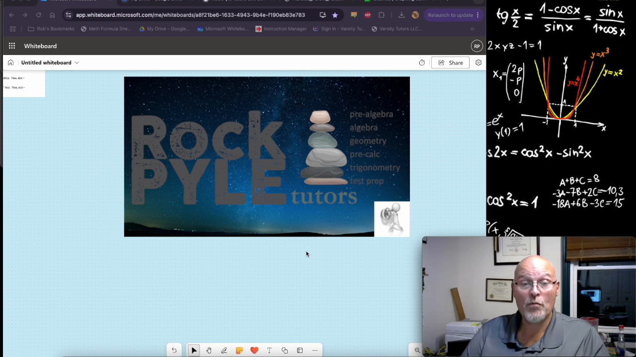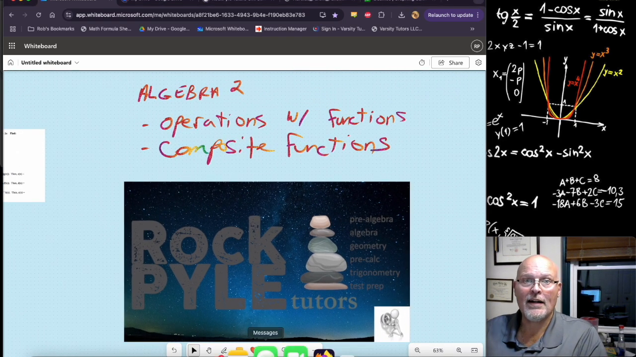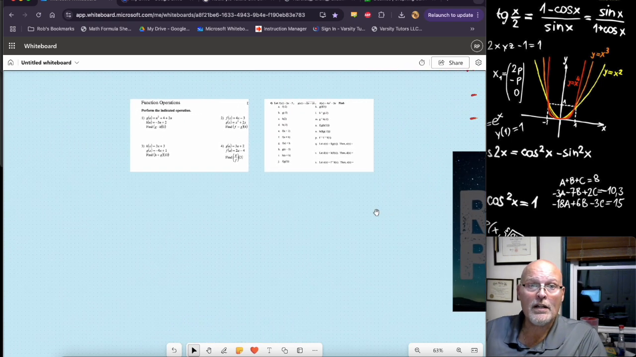Today we're going to do another homework helper, this time from Algebra 2. We are going to be looking at operations with functions and composite functions. So we got our little function guy down here, and you'll be seeing what we're doing soon. So, what is a function?